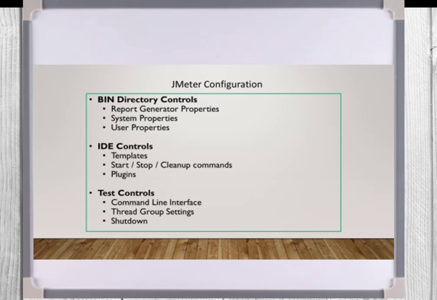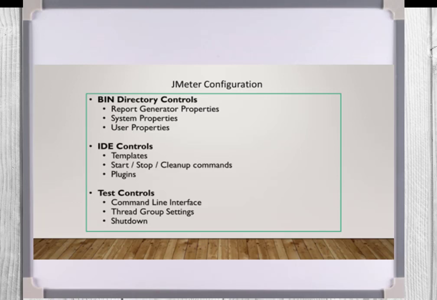The thought process behind JMeter configuration is associated with controls in three areas. The bin directory or folder contains some properties files. The JMeter IDE has some components, and the test controls that are part of executing JMeter scripts are also important for configuration.